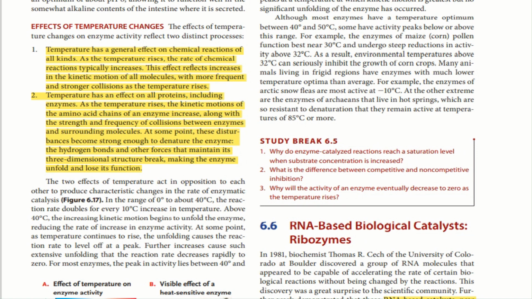Number two, temperature has an effect on all proteins, including enzymes. As the temperature rises, the kinetic motion of the amino acid chain of an enzyme increases, along with the strength and frequency of collisions between the enzyme and surrounding molecules. At some point, these disturbances become strong enough to denature the enzyme. Hydrogen bonds and other forces that maintain its 3D structure break, making the enzyme unfold and lose its function.